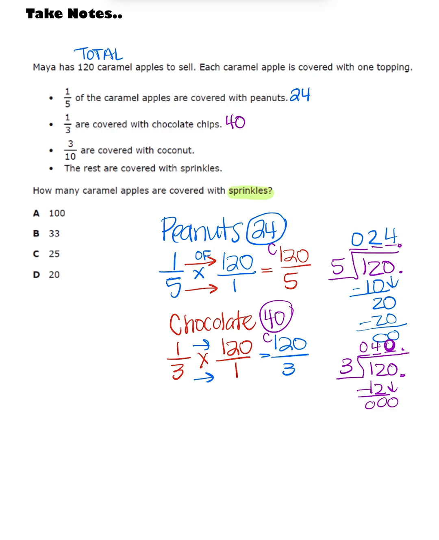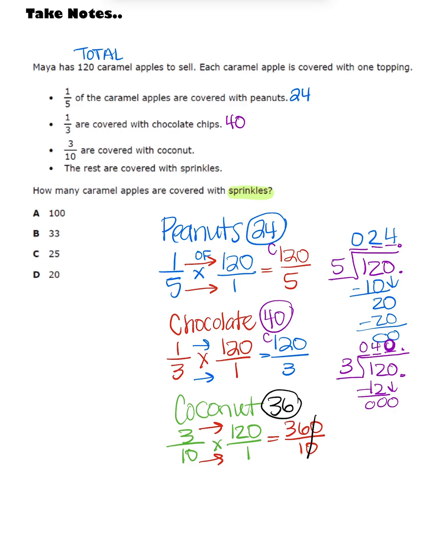My last fraction is 3/10, and that's going to represent our coconut. So coconut is 3 out of 10. Again, our total is still 120. Whole numbers still go over 1. We are still multiplying top times top, bottom times bottom. 3 times 120 is 360. 10 times 1 is 10. This time, I get to cross off a 0 because I have 0 on top and bottom. And I don't have to divide because anything over 1 is just that number. So how many coconut? 36.